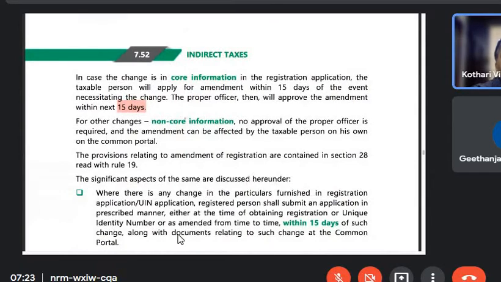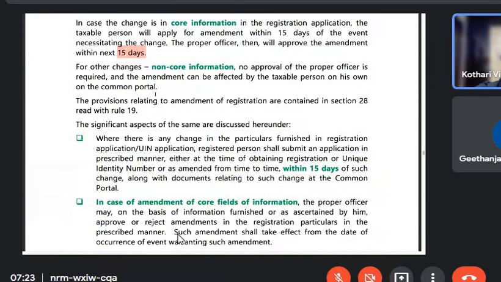For other changes, non-core information, no approval of the proper officer is required. An amendment can be effected by the taxable person on his own on the common portal. So non-core field you can amend by yourself and no approval of the proper officer is required. The provisions relating to amendment of registration are contained in section 28 with rule 19. So section 28 deals with the amendment provision and this has to be read with rule 19.